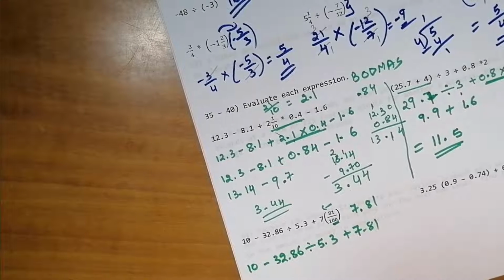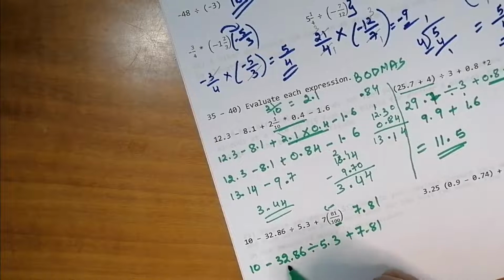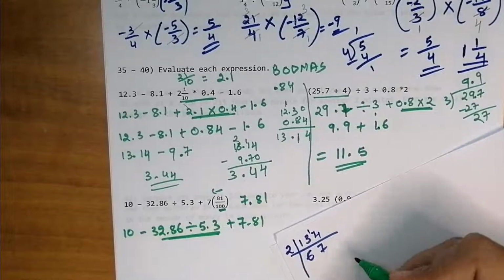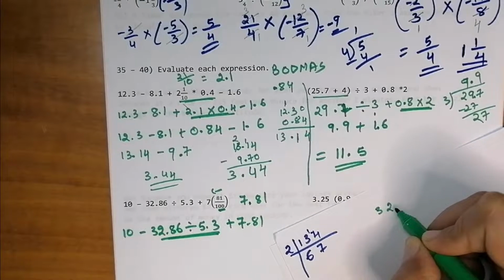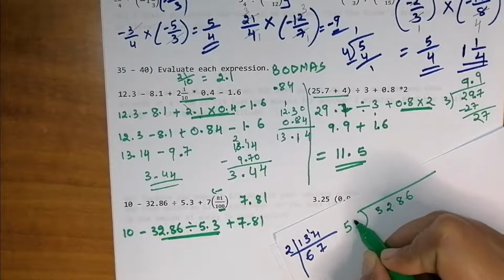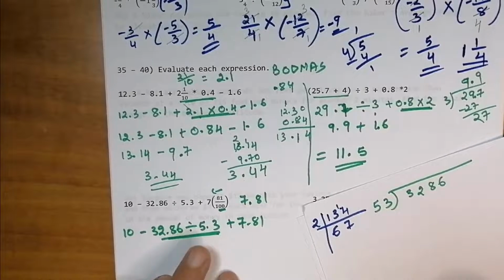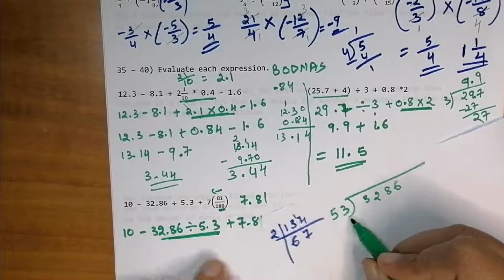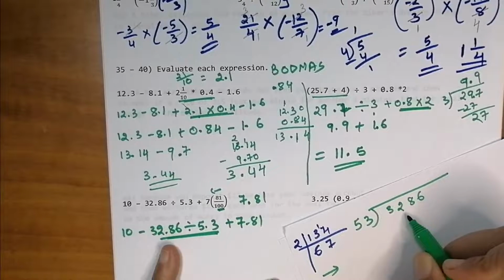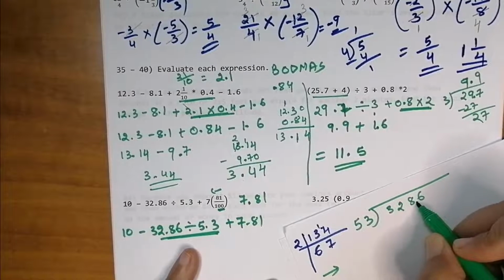Okay, so we have to do this division first, right? It's a long division, so let's use our paper. So it's 3286. I'll put my decimal points in a while, okay? Now, I'll make this 5.3 as 53, right? So I'm shifting to the right by 1. So even in this number, I shift to the right by 1. So the decimal will be here.